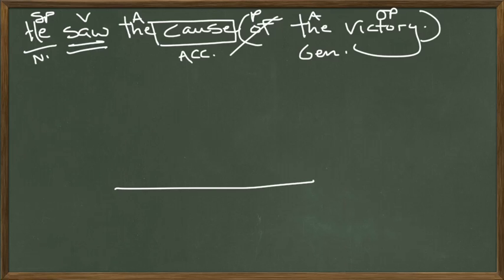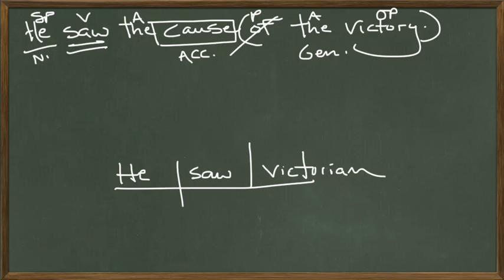Let's diagram this. He, on the subject side, saw. On the verb side, what did he see? He saw the victory. Victoriam. That's a direct object. So we put it on the main line after a half stick. He saw the victory, article adjective underneath. He saw the victory of, preposition. Also looks like an adjective, but then we add a line to the slanted line.